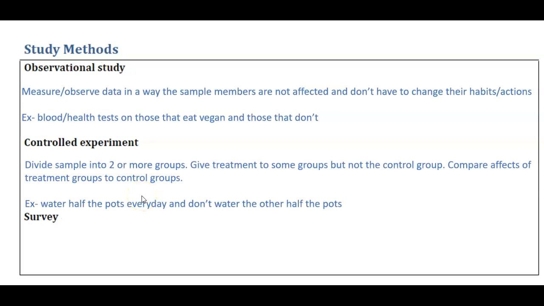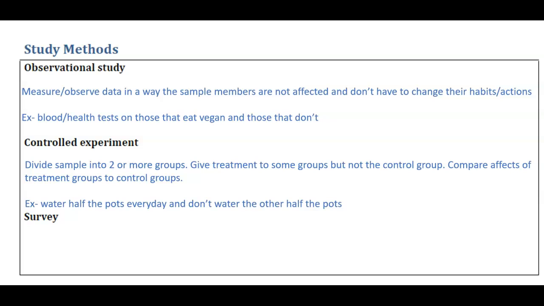Our second option to gather data is a controlled experiment, which is we divide samples into 2 groups or more. Some groups are given treatment, but not other groups. Compare the effects of the treatment group and the control group. For example, you water half the pots every day and don't water the other half of the pots.